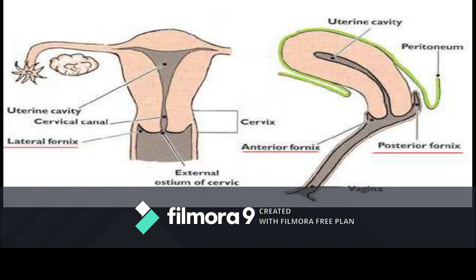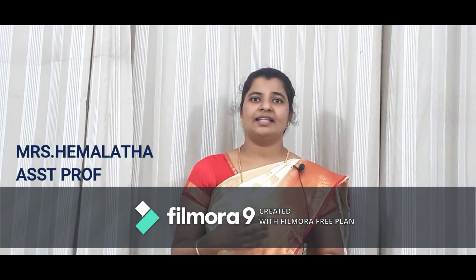Next, coming to the fornices. What are fornices? Fornices are the clefts formed at the top of the vagina due to the projection of the uterine cervix into the vaginal canal. Where the uterine cervix projects into the vaginal wall, clefts are formed, and those clefts are called fornices. There are 4 fornices: one anterior, one posterior and 2 lateral. The posterior one is the deepest and the anterior one is the most shallow.